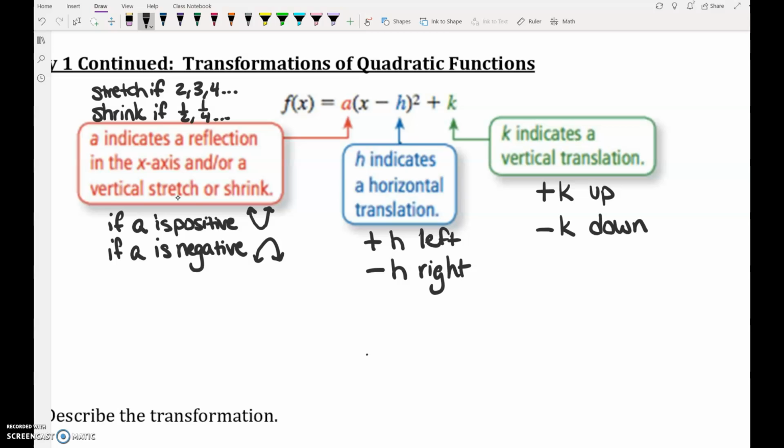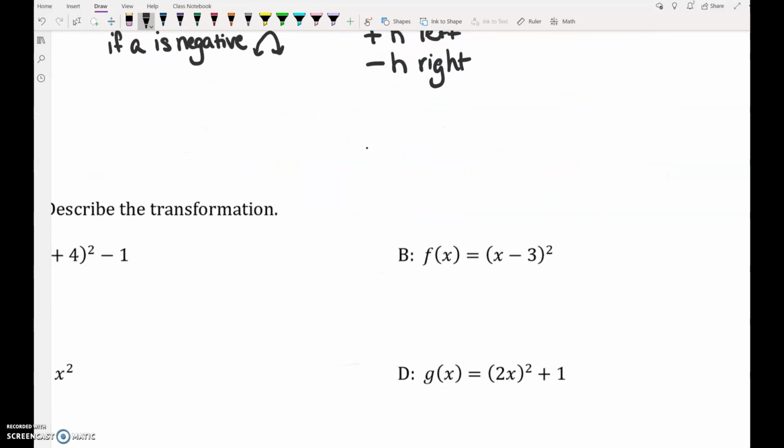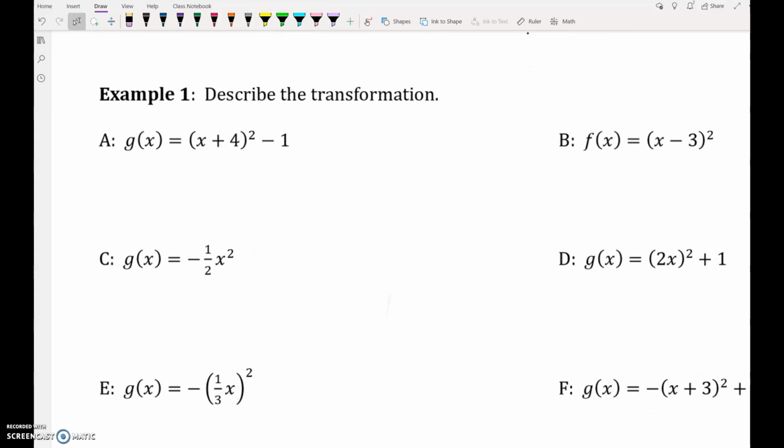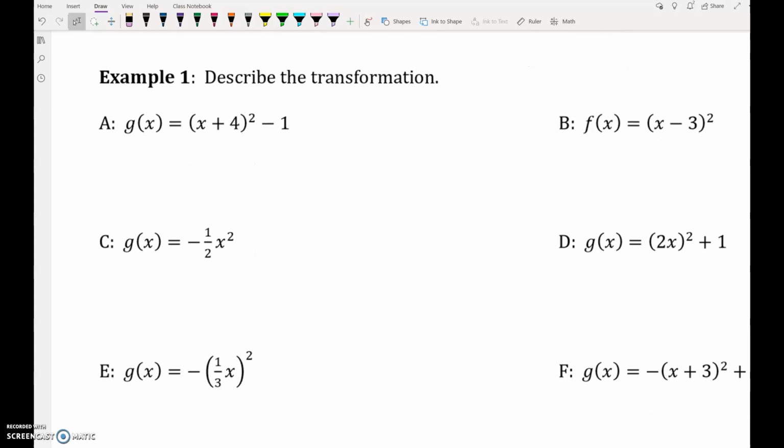For the rest of the notes today and for your assignment, you can use the graphing calculator, but if you use this as a guide, you shouldn't have to use the graphing calculator. I want you to recognize the pieces of the function that are moving it and changing it so you don't have to put it in the graphing calculator every time. So for A, describe the transformation. We're basically describing how is it different from f of x equals x squared. How is it different from plain old ordinary x squared?